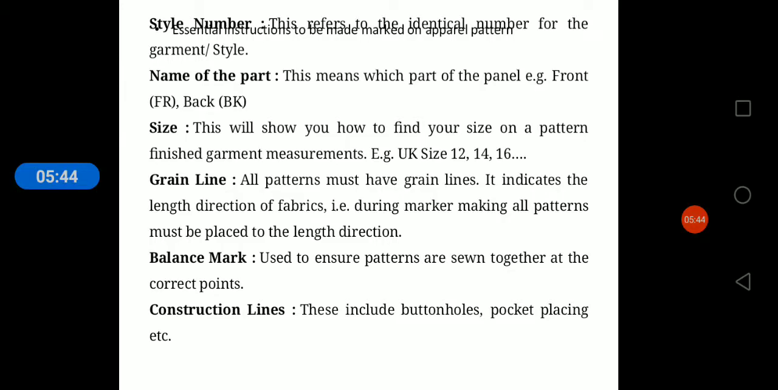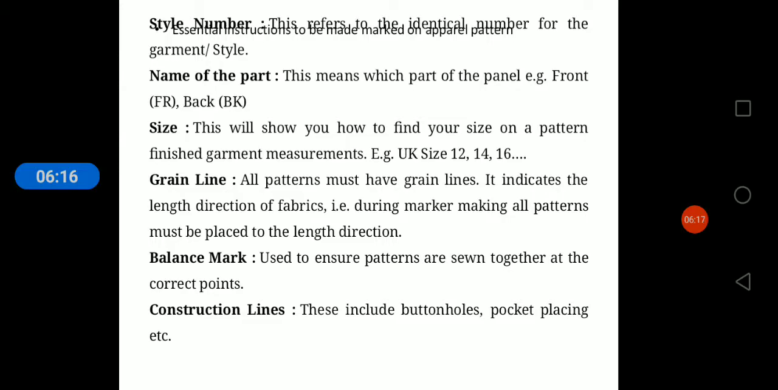Finished garment measurements, example UK sizes are 12, 14, 16, and now we are using small, medium, and large, and XL, double XL, triple XL, 4XL, 5XL, and free size. And grain line: all patterns must have grain lines. It indicates the length direction of fabrics. During marker making, all patterns must be placed in the length direction.